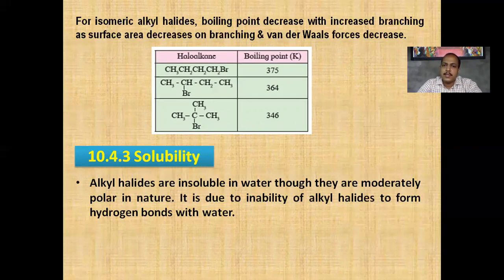Now we know that water is a polar solvent, that is H+ and OH- combine together to form H2O. Okay, and it is a polar solvent, and we have seen earlier that the bond between carbon and halogen is also polar, but it cannot dissolve in water. Why can it not dissolve in water? Because it cannot form hydrogen bonds with water. The alkyl halides cannot form hydrogen bonds with water. That's why, though it is polar, it is unable to dissolve in water.